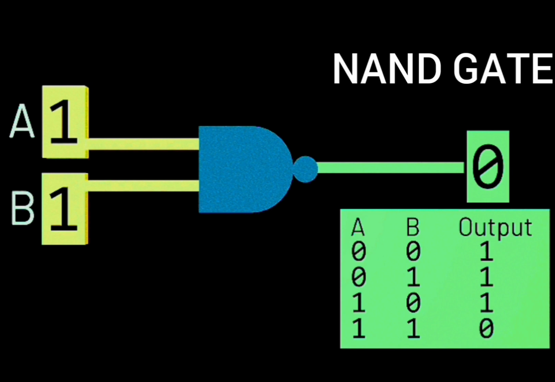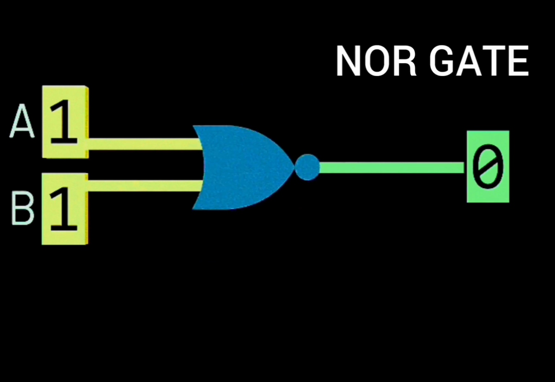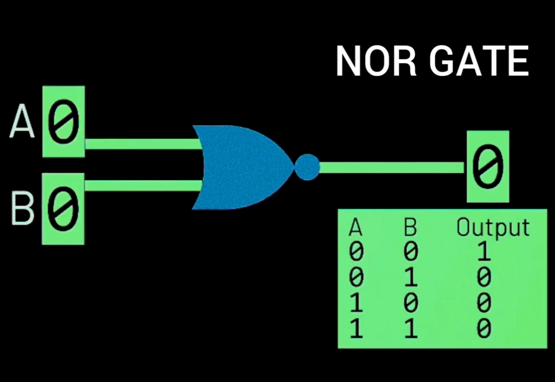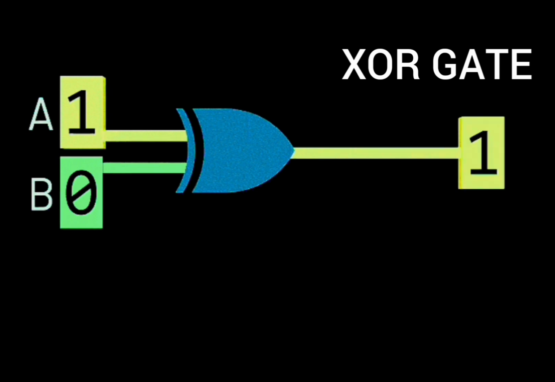One more universal gate is the NOR gate. NOR means NOT OR, that is, the OR output is inverted. The output assumes logic 1 only when each one of its inputs is at logic 0. The output assumes logic 0 even if one of its inputs is at logic 1. For inputs 0 0 the output is 1, for 0 1 and 1 0 the output is 0, and when the inputs are 1 and 1, the output becomes 0. The IC number of the NOR gate is 7402. Its function is A plus B complement.